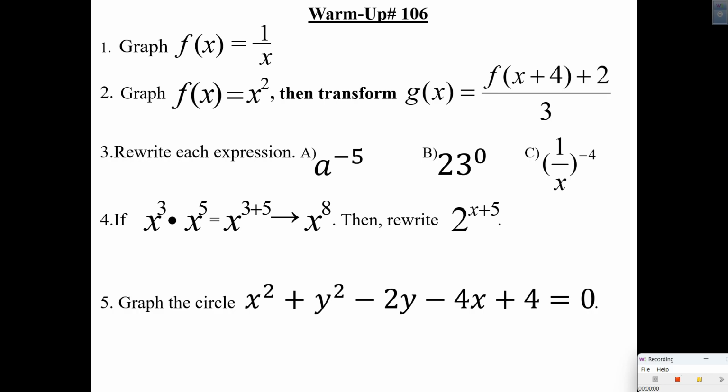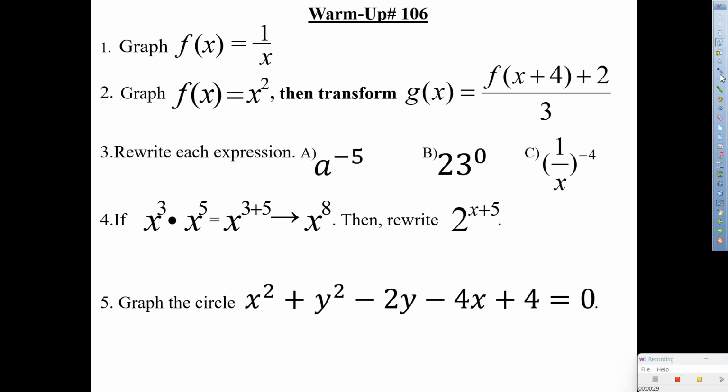Warm-up 106 is on the screen. Let's get started, please. You have handouts that you were given over here on the table. The warm-up is in there. I left you plenty of space underneath that and the fair model so you can do the work. Get started. Go.